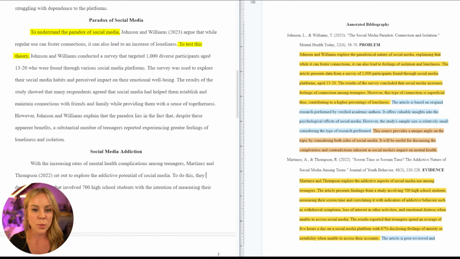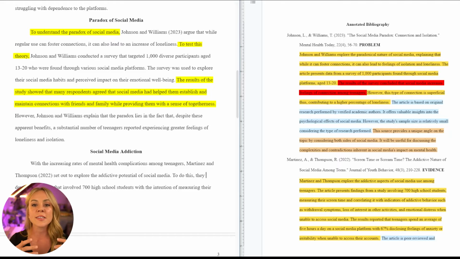Another example of this would be expanding on some of the points so they don't sound so stiff and rigid. An example point would be, the results of the survey concluded that social media increases feelings of connection among teenagers. That's very stiff. So in our paper, we might put something like, the results of the study showed that many respondents agreed that social media had helped them establish and maintain connections with friends and family while providing them with a sense of togetherness. So see how we expanded and added more information while building off the point from our annotation.